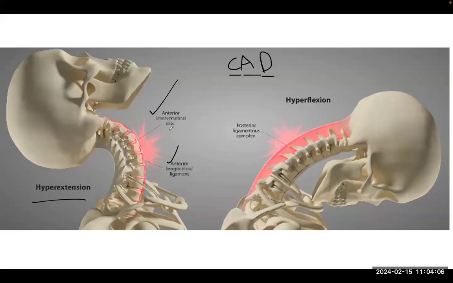Okay, so hyperextension can overstretch the structures in the front, and then when it hyperflexes, you can overstretch structures in the back, ligaments and muscles and tendons, so you can get a cervical strain sprain type of injury. And same concept, the muscles can heal a little bit quicker, the ligaments take a little bit longer.